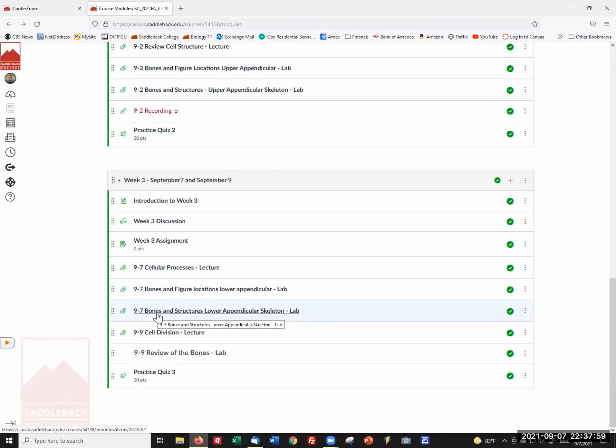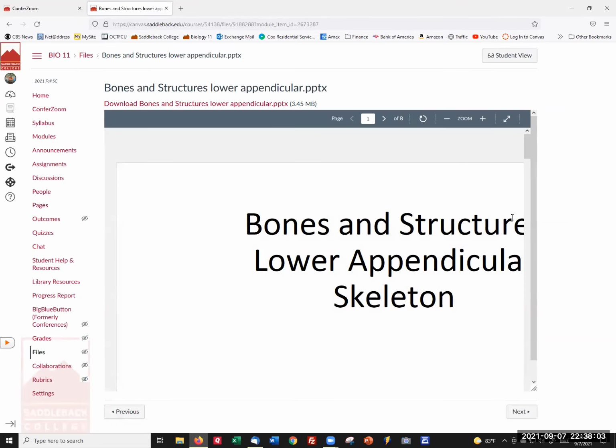I want the lower appendicular skeleton. I'm sorry. Okay.